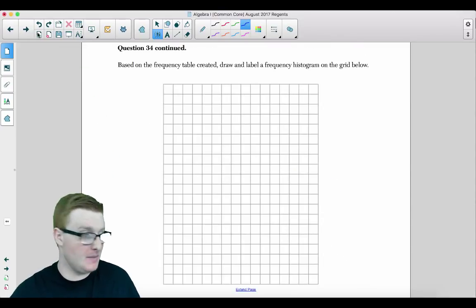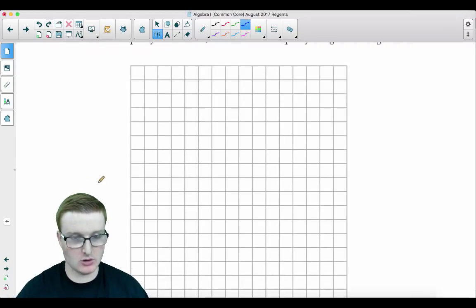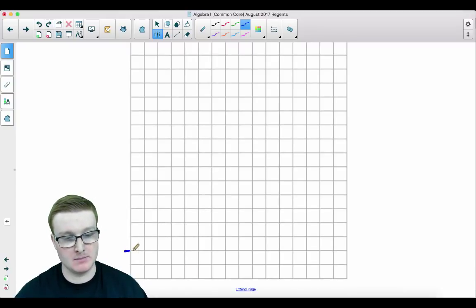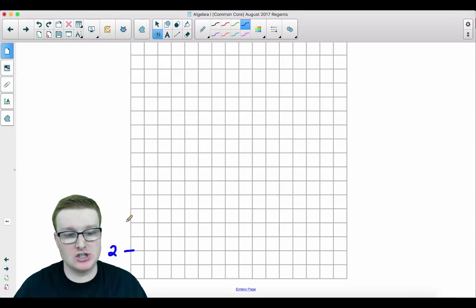Now on the following page, it says, based on the frequency table that you just created, draw and label a frequency histogram in the grid below. So let's just take our time with this. Let's just go through it slowly. So I'm going to count by ones, but really I'm counting by twos. I'm counting by ones on the graph. I'm just skipping the ones just to have more space.